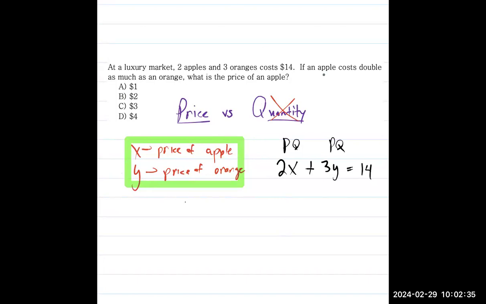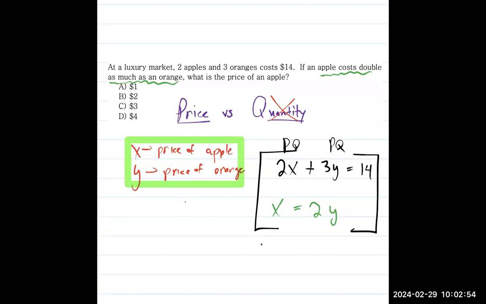Next, we're seeing that the apples cost double as much as the oranges. So one apple costs double as much as an orange. And we're just turning that verbal equation right into an algebraic equation. And now we have two equations and two variables.